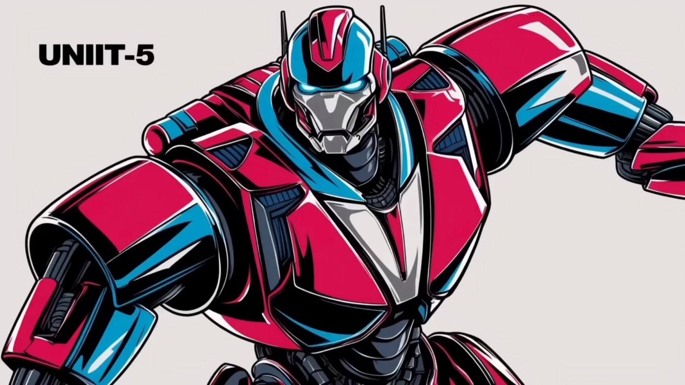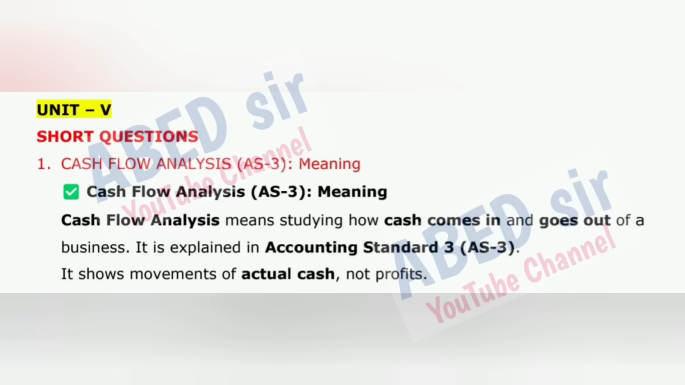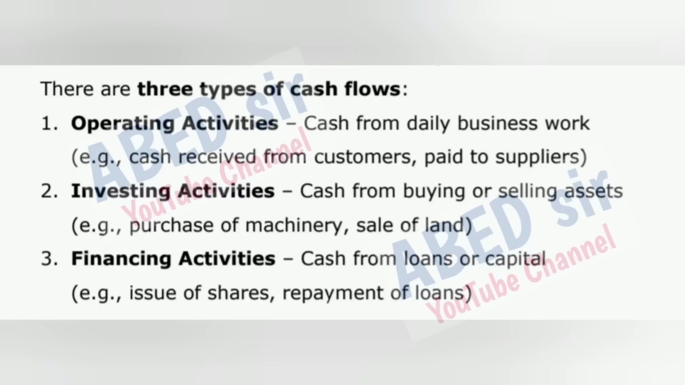Unit 5. The first important short question is 1. Cash flow analysis, AS 3 meaning. Cash flow analysis means studying how cash comes in and goes out of a business. It is explained in Accounting Standard 3, AS 3. It shows movements of actual cash, not profits. There are 3 types of cash flows.